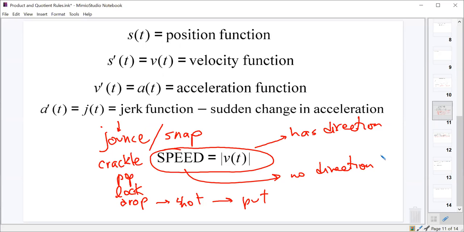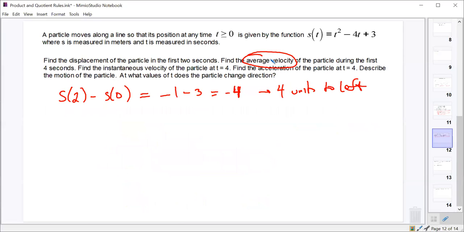So if I say that I'm going 5 miles an hour, I could be going 5 miles an hour to the right, 5 miles an hour to the left, 5 miles an hour straight up into the air, 5 miles an hour in any direction. There's no direction to speed. So when we talk about an average velocity, that has to do with both positive and negative values. And so we want to make sure that we're doing displacement, not total distance traveled for this.